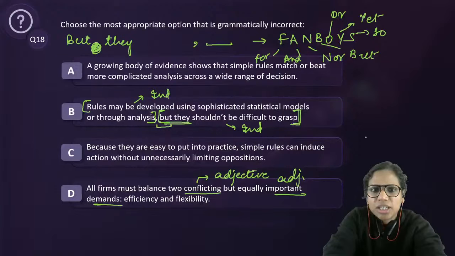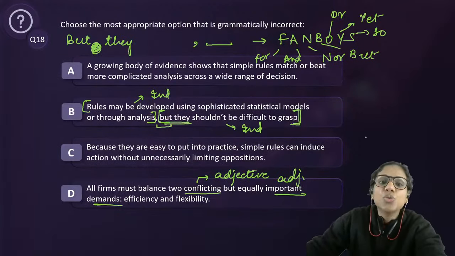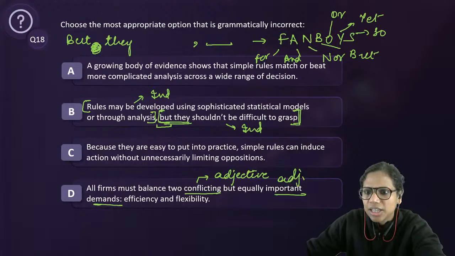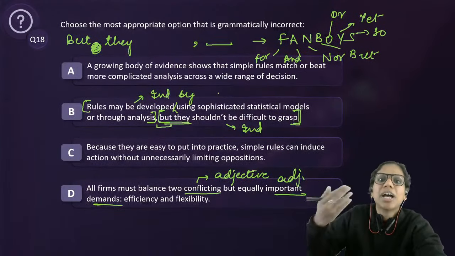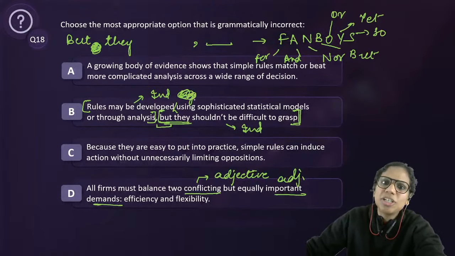Okay. Then rules may be developed using. Okay. You are saying that I should say rules may be developed by using. Okay, by is also, see, I can put a by here. Rules may be developed by using models, but rules may be developed using something.